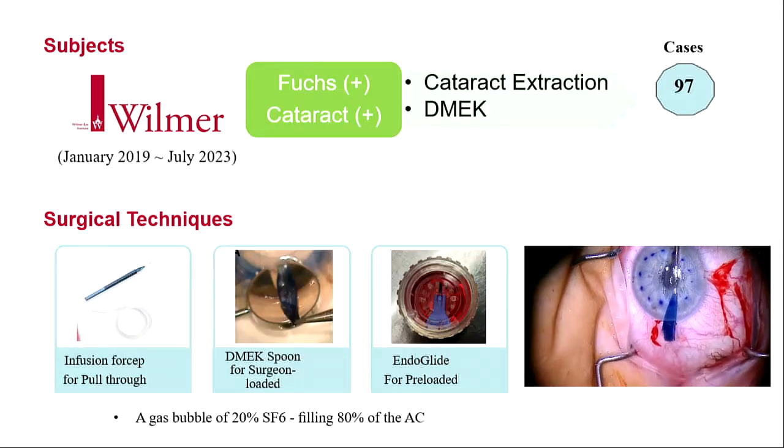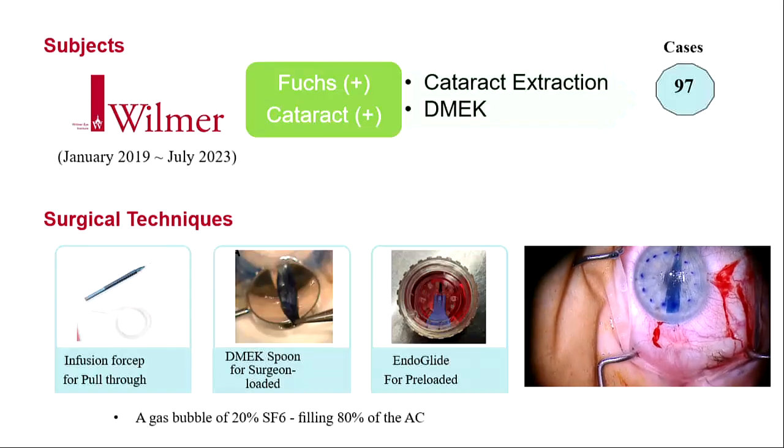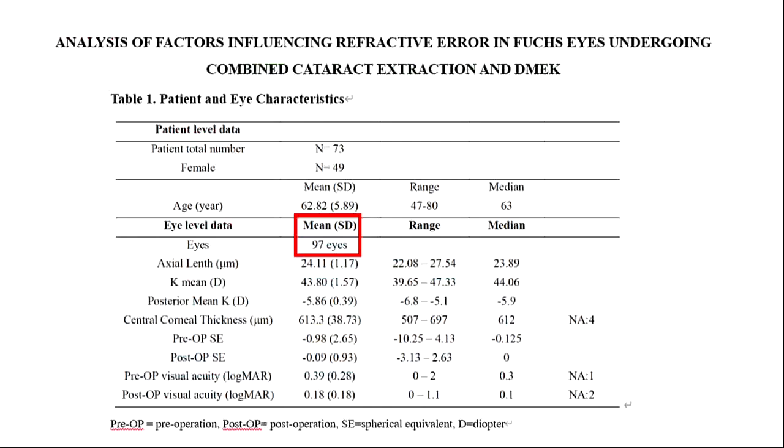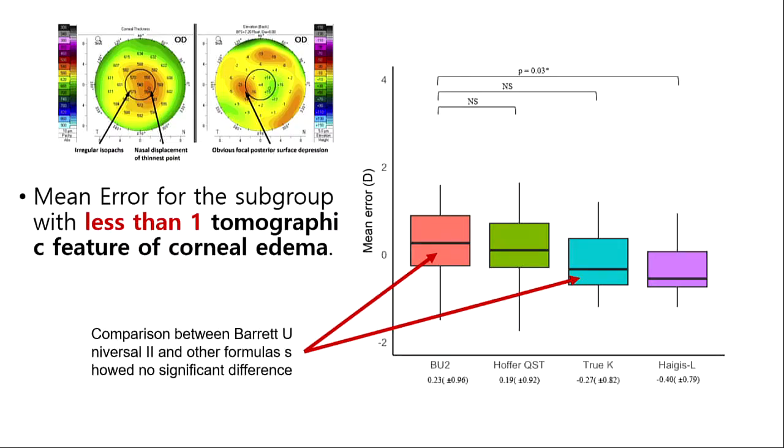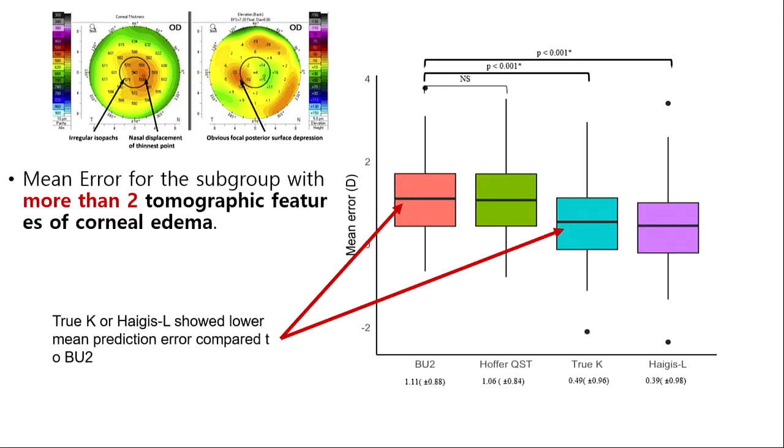We reviewed the medical records of 97 PACO and DMEK cases treated at the Wilmer Eye Institute. Our IOL calculator shows a hyperopic error close to plus 1 diopter in Barrett and Hoffer Q, West. So this is why we need the myopic target. If they have less than 1 tomographic sign of corneal subclinical edema, the hyperopic shift was minimal after surgery. However, if they have 2 or more, the hyperopic shift was close to 1 diopter.